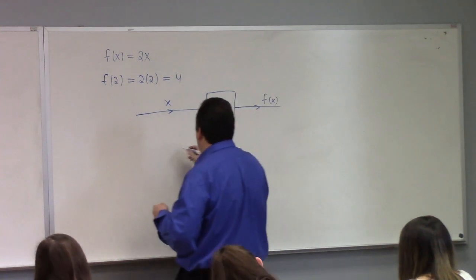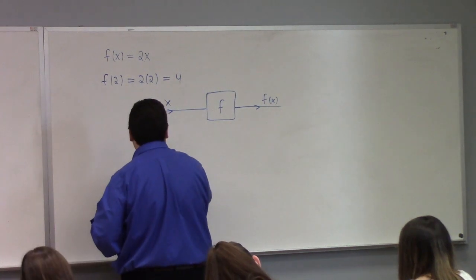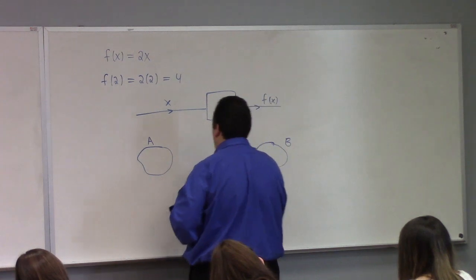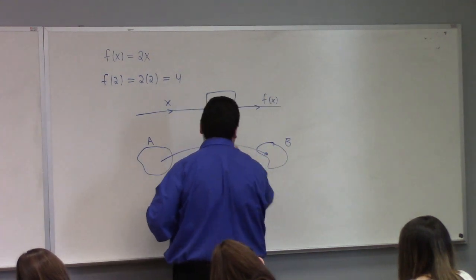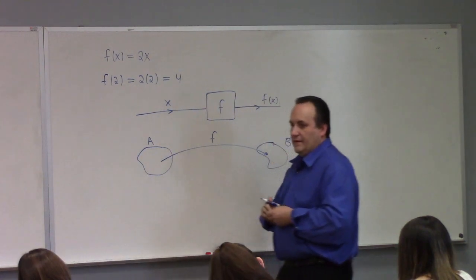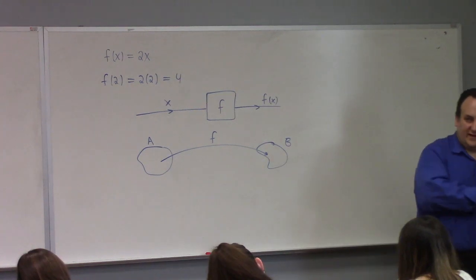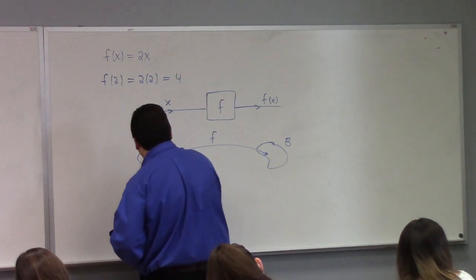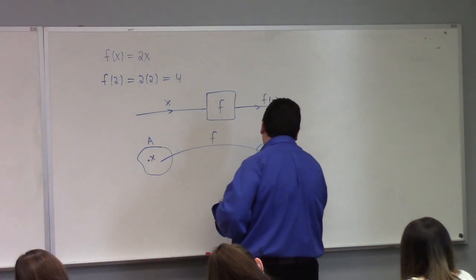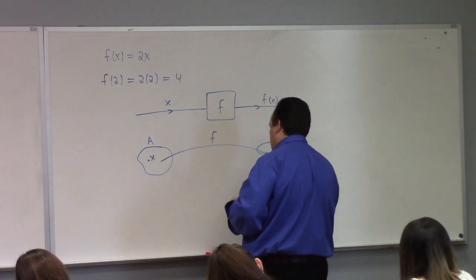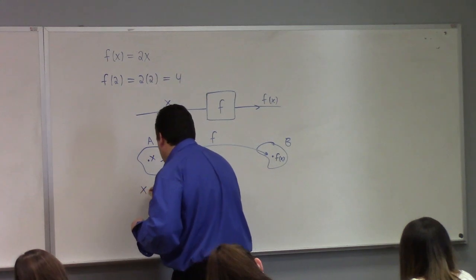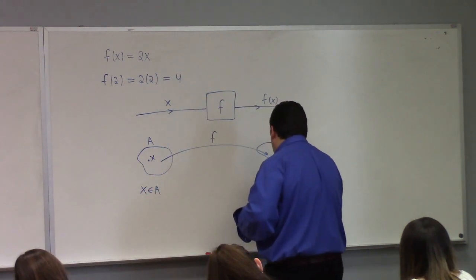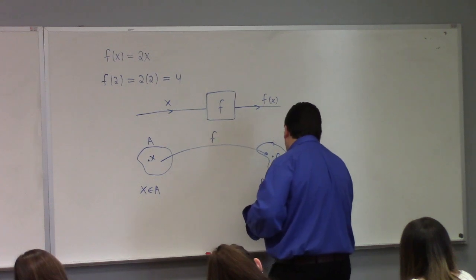You can also kind of draw a picture. You could say f is something like, here's A, here's B, and f is something that goes from A to B like this. It's a mapping from one set to another. It takes an input here, and it makes an output over here like that. So here x is an element of A, whereas f of x would be an element of B.